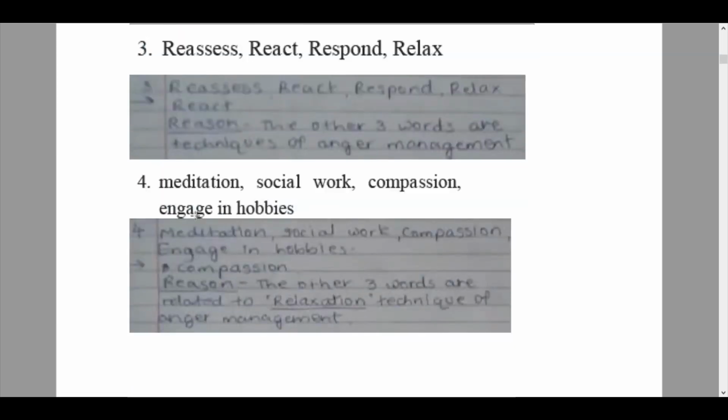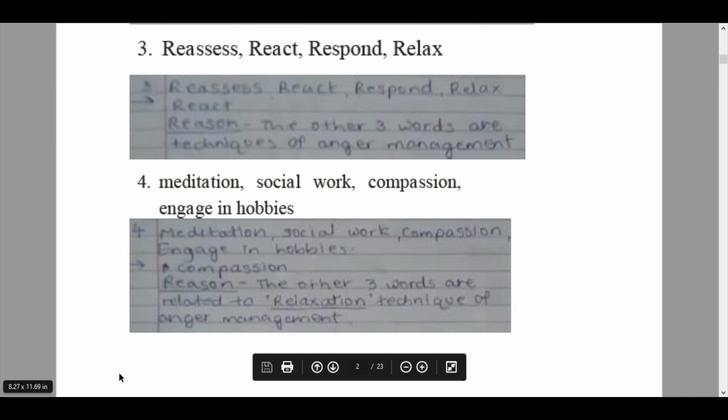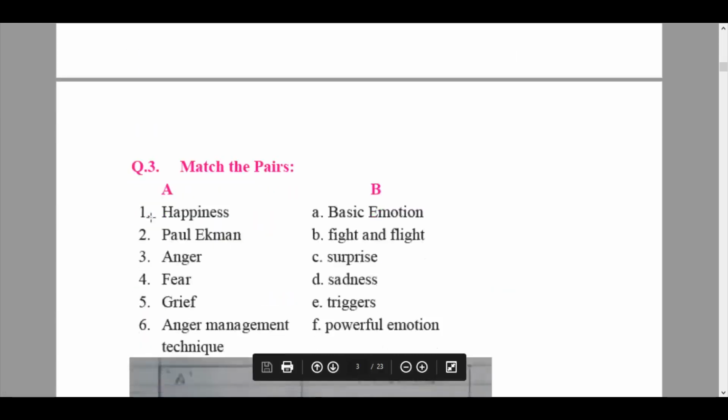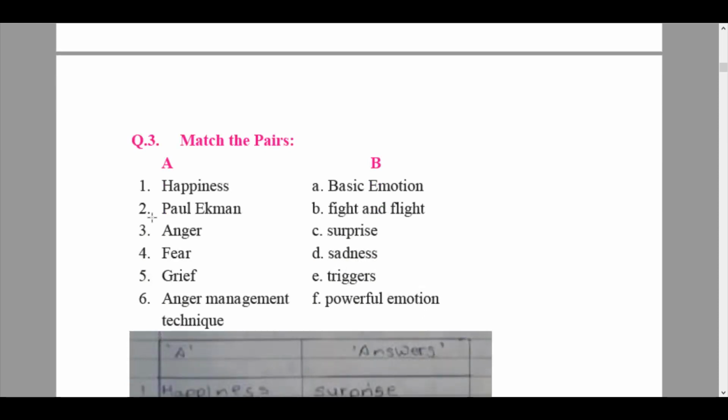Then we have the fourth question, that is meditation, social work, compassion, engage in hobbies. Out of these, compassion is the odd one out. The other three, meditation, social work, engaging in hobbies, are related to relaxation techniques of anger management, whereas compassion is under another topic itself. So we move forward to our question number 3, match the pairs.